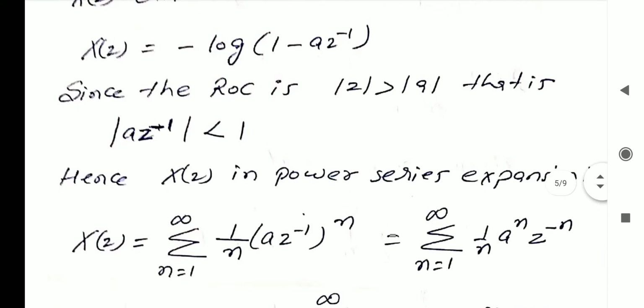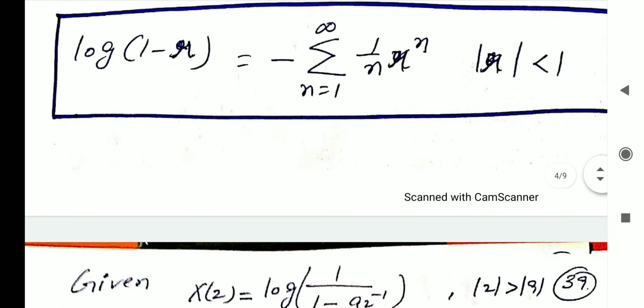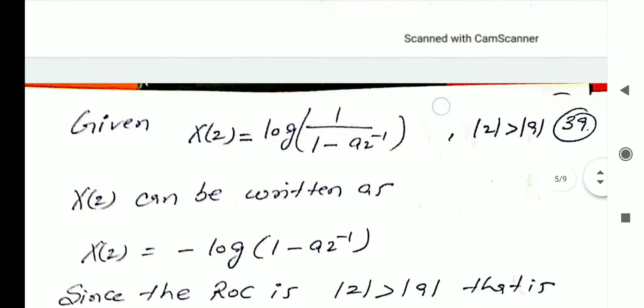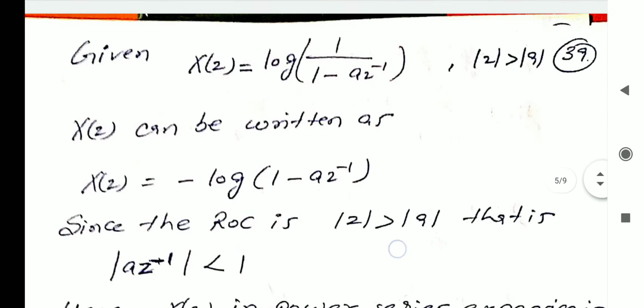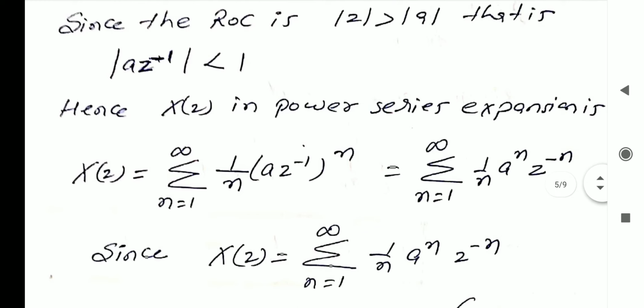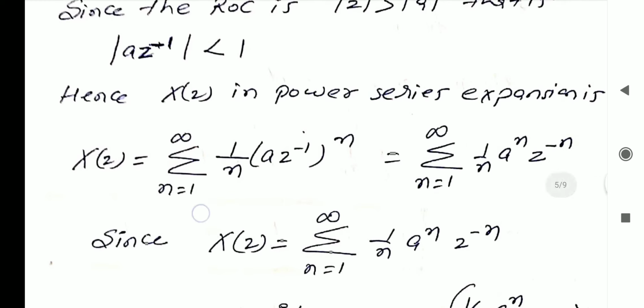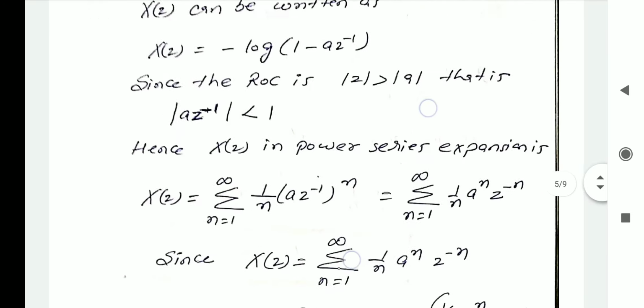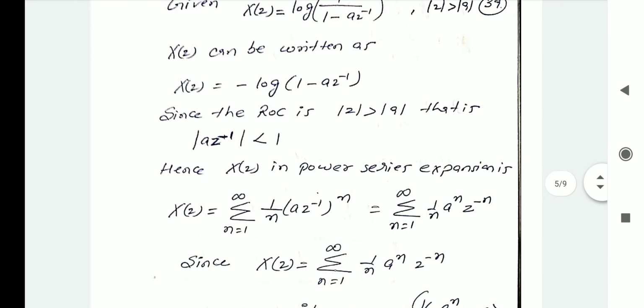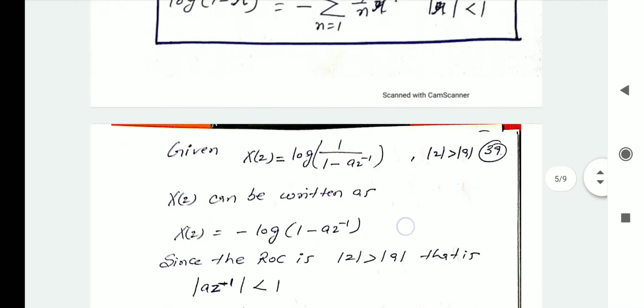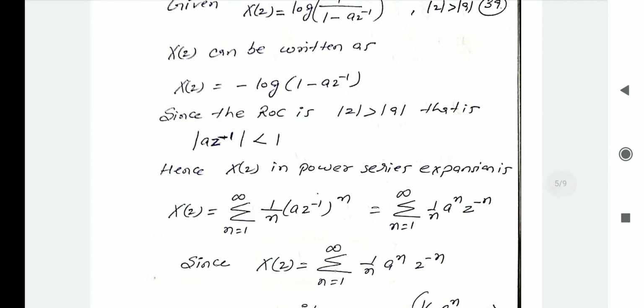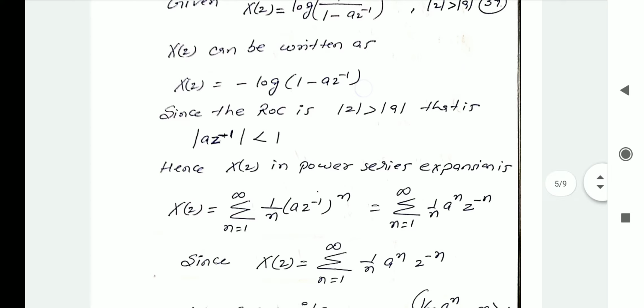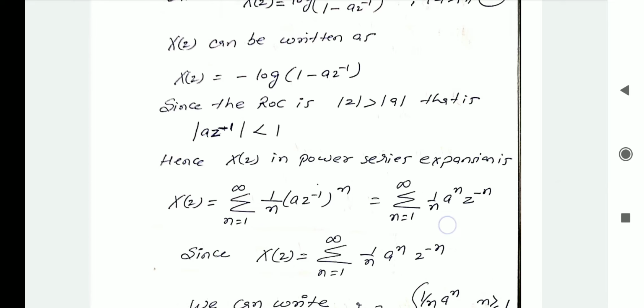This has been written as log of this, this is taken as r, and this is applied to this particular formula, that is minus summation 1 to infinity 1 by n r to the power n. Now what is r? It is a z to the power minus 1. Now since we already have a minus here, so minus minus gets cancelled out. This is summation 1 to infinity 1 by n, in place of r I have just replaced this a z to the power minus 1. So this has been written as summation n equals 1 to infinity 1 by n a to the power n z to the power minus n.